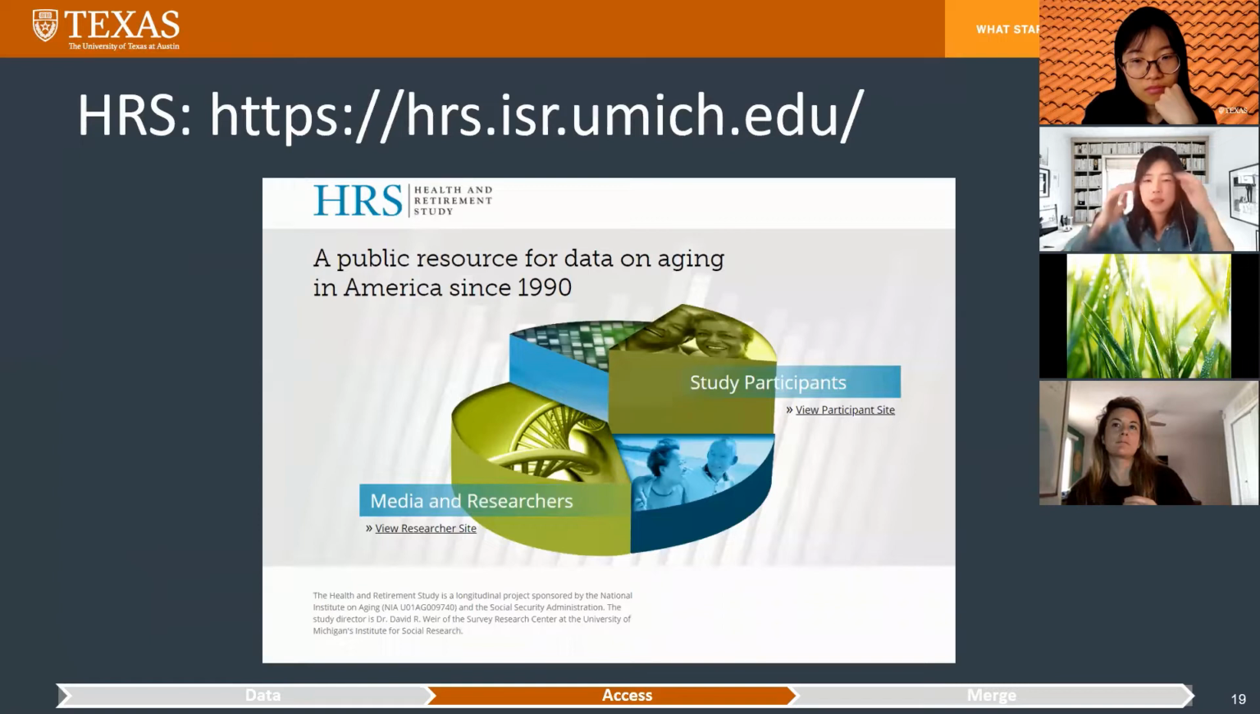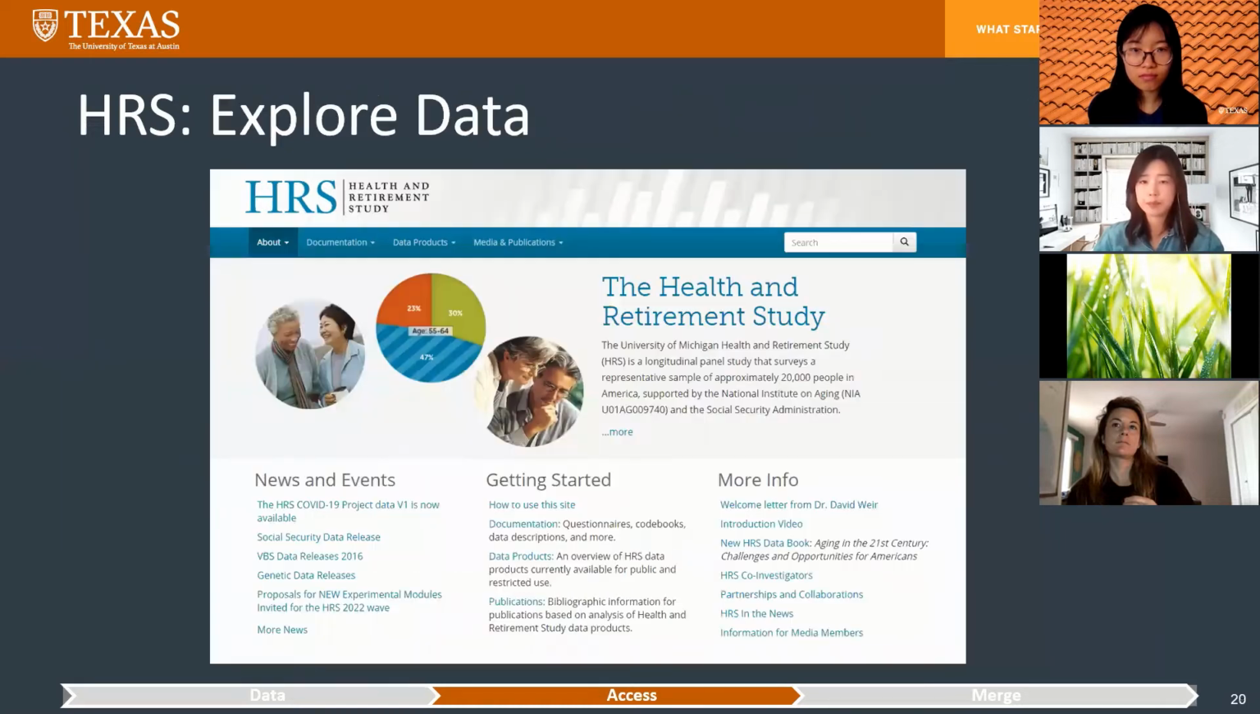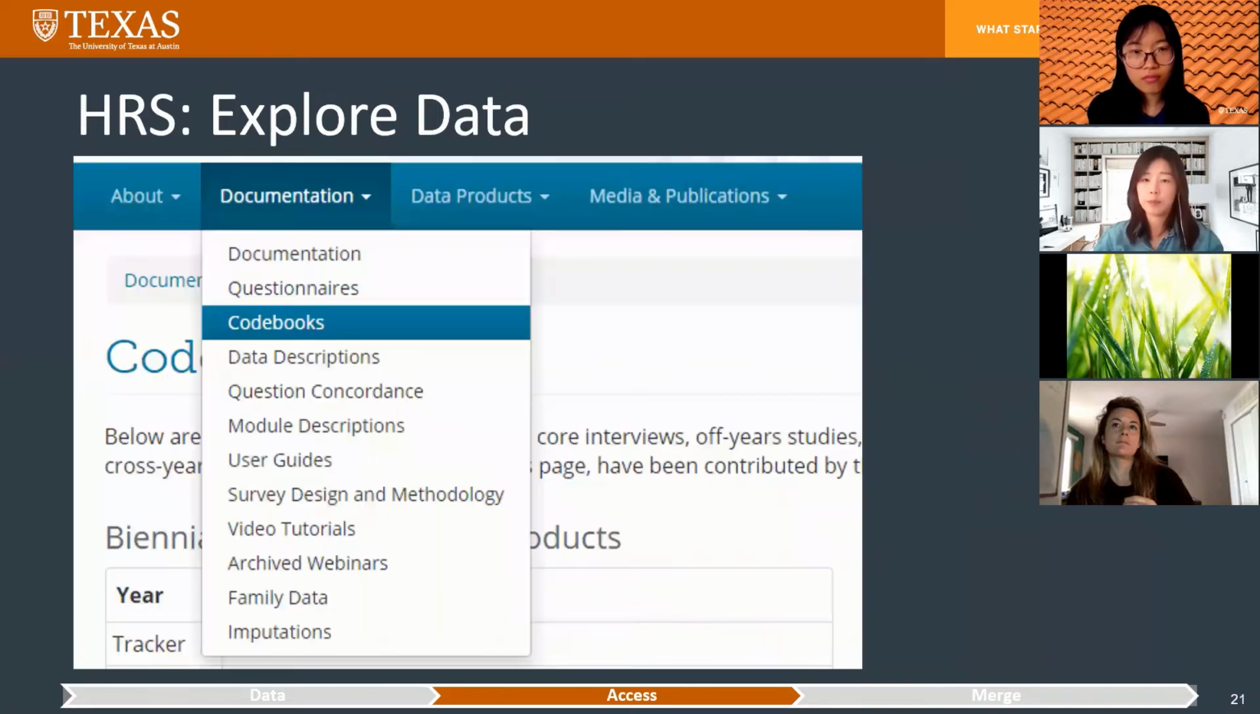All right, next, let's switch gears and talk about how to actually access the HRS data. This is the first page that you will end up with if you go to the HRS website. And where we're going is the media and researchers section of the HRS website. You'll then be at the main page. And if you have never used the HRS before, then I recommend you go straight to the documentation tab, and then go straight to Codebooks.